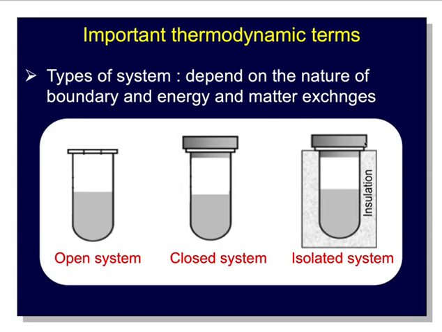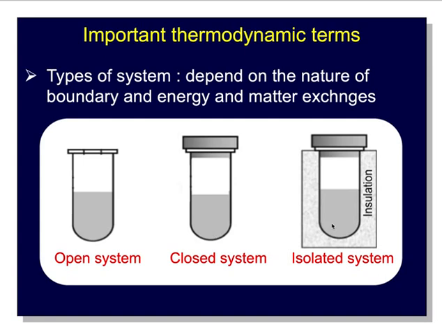That means since the test tube is closed, I can't do any matter exchange. Similarly, since there is insulation there, I cannot do any energy exchange either. I cannot heat the system, I can't even cool the system, because there is insulation over there. Such a system which doesn't allow either the exchange of matter or of energy is called an isolated system. So there are three kinds of systems.